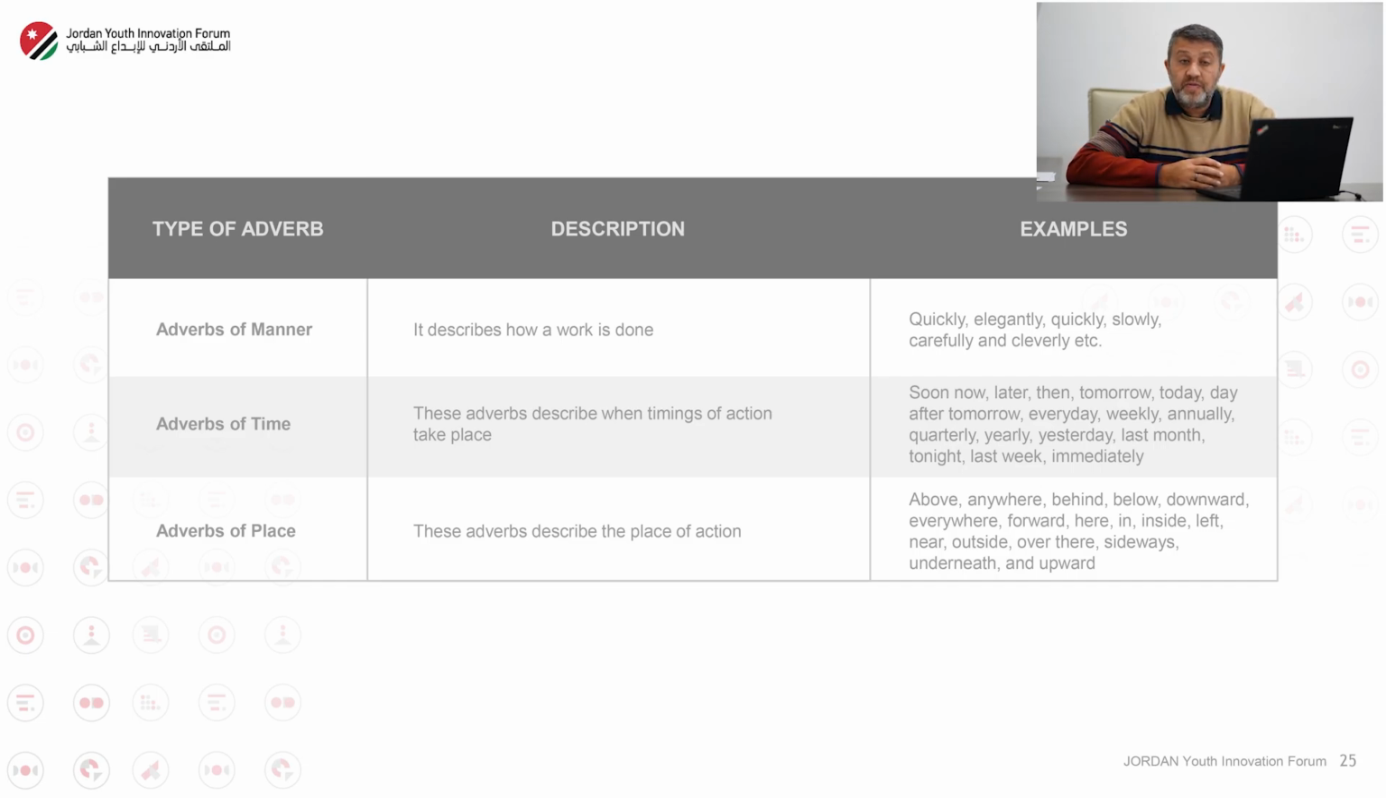So adverbs of manner, in Arabic اللي هي ظروف السلوك, tell us how something is done. For example, look at them. Quickly, بسرعة. Elegantly, رقي. Slowly, ببطء. Carefully, بحذر. And cleverly, etc. طبعا, of course, there are plenty of examples.